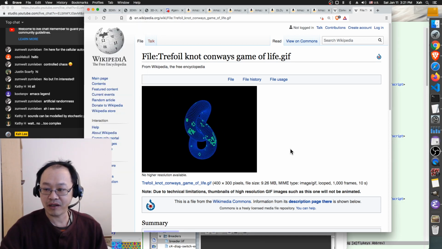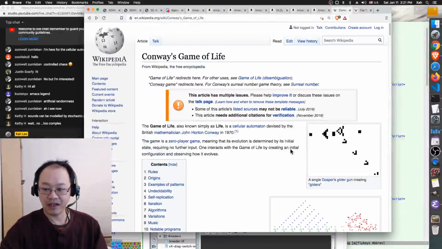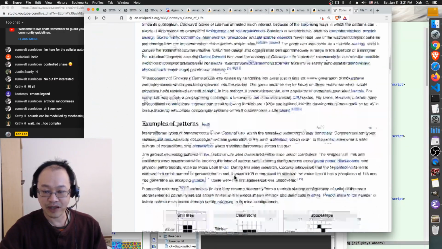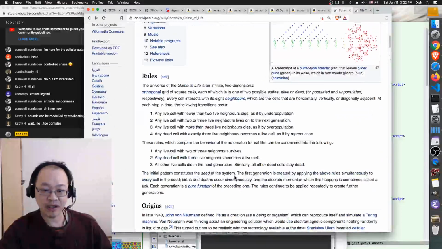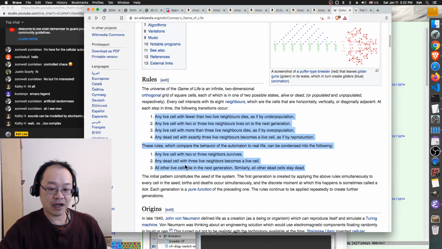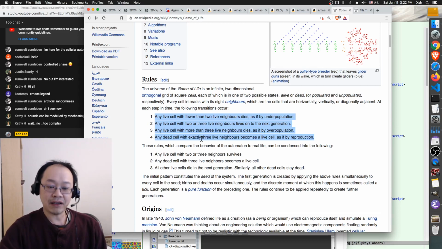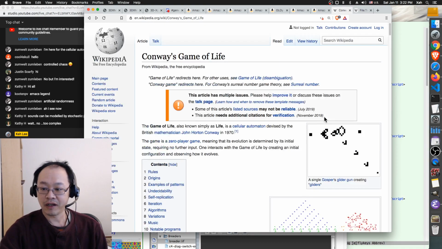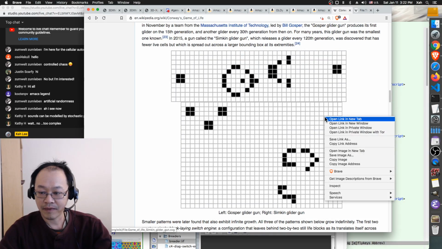So let me tell you what the rules are that create these moving things. We go to Wikipedia. You can read Wikipedia. Very simple. So let me just read. Here are the rules. There are 4 rules. It says: any cell with fewer than 2 live neighbors dies, as if by underpopulation. So you have cells. Let me show you. Let me open this.